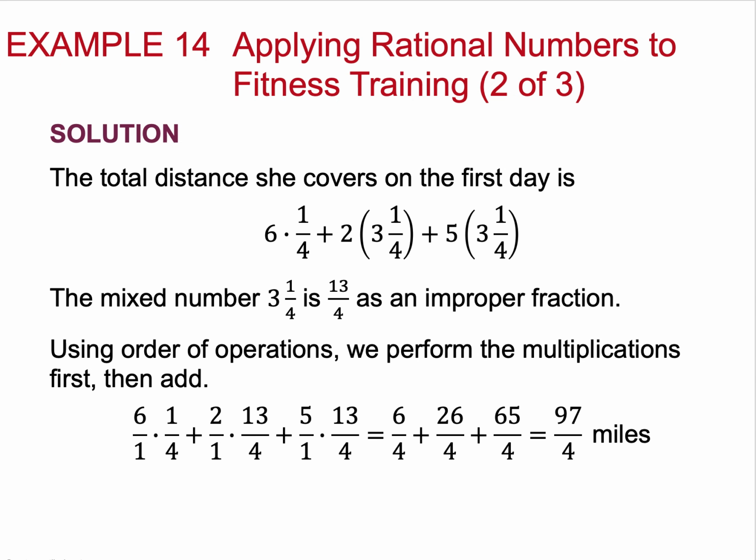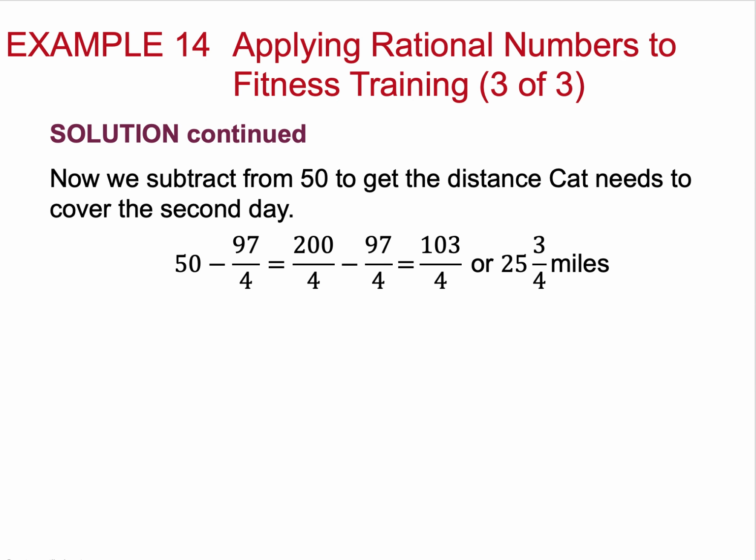So in order to be able to work with this, I'm going to convert everything over to improper fractions. Then I'm going to use the order of operations and perform the multiplication first before I do anything with the addition. Once I do that, I'm going to subtract from 50 so that I can get the distance that she needs to cover on the second day, which is 25 3/4 miles.